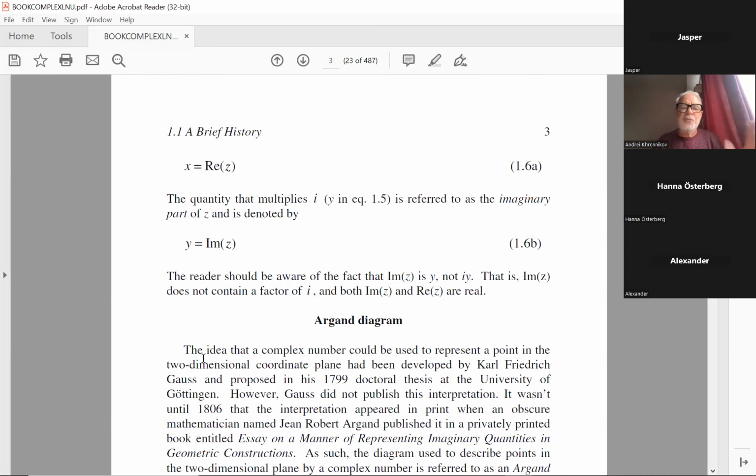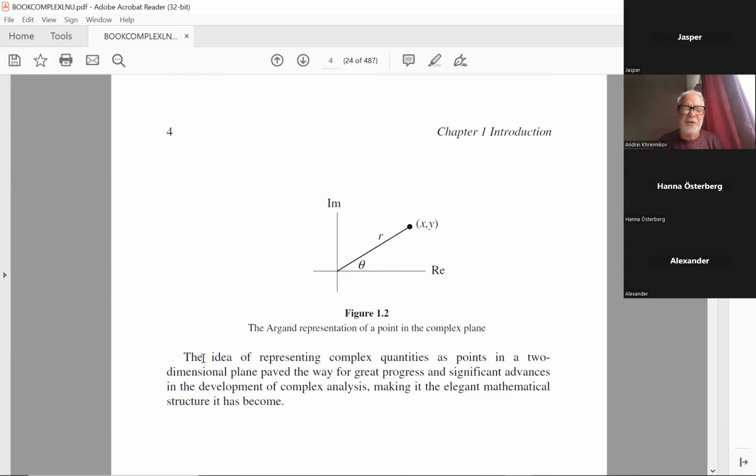And this book is very good. There are some historical references, and there was Jean-Robert Argand, and Gauss. Okay, it is very natural.